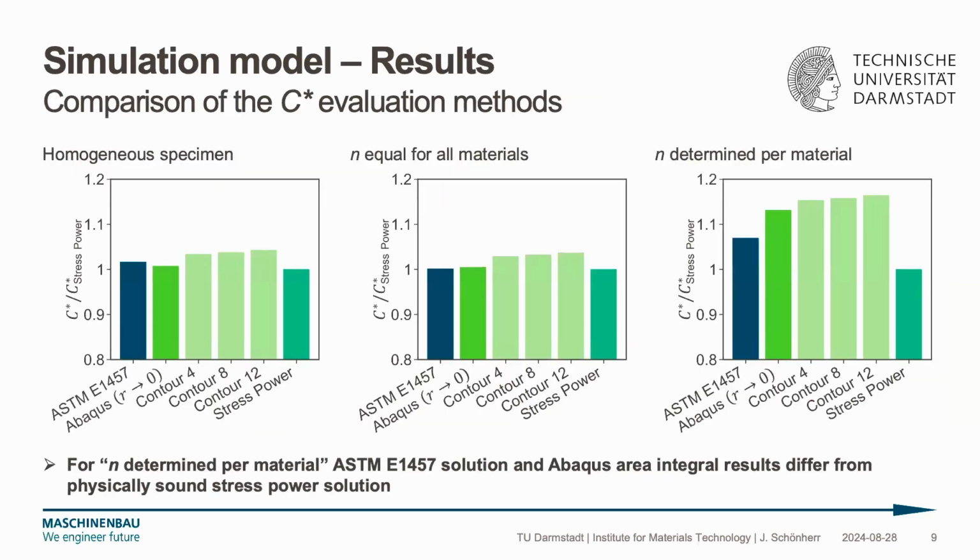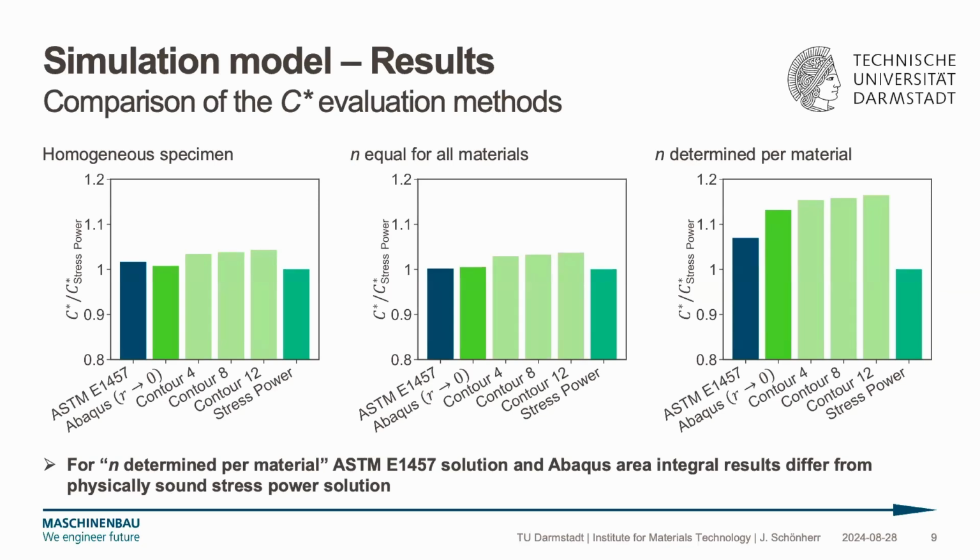If we look at the C star integral, on the left-hand side you can see the results for the homogeneous specimen. The homogeneous specimen was also calculated using the ASTM method, Abaqus contour integrals, and the stress power method. The results are all normalized to the stress power result. You can see here the Abaqus solution is extrapolated to radius 0, as described in the Abaqus manual. These are all almost equal, so you can see the model itself works pretty well.